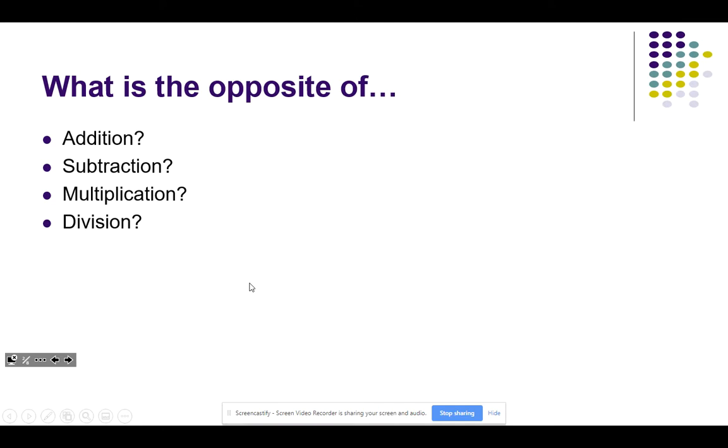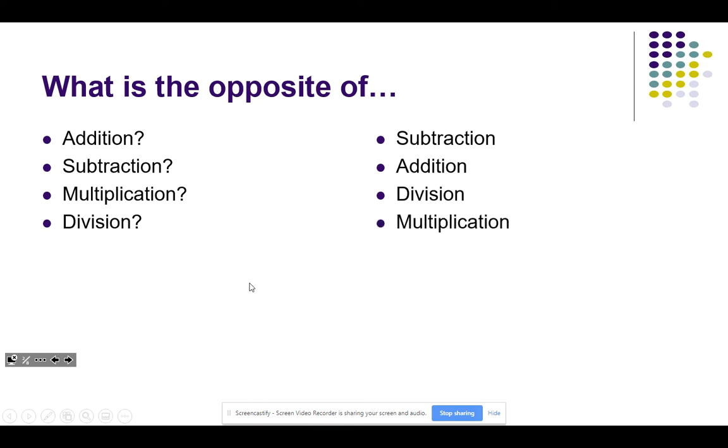The question is, what is the opposite of addition? And that is subtraction. Obviously, the opposite then of subtraction then becomes addition. The opposite of multiplication is division. And the opposite of division is multiplication. It is important to know that as we move forward.